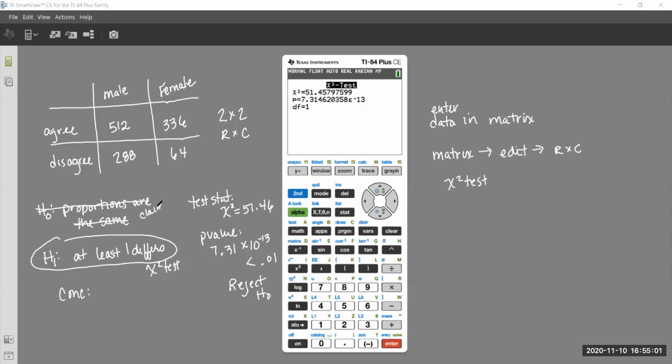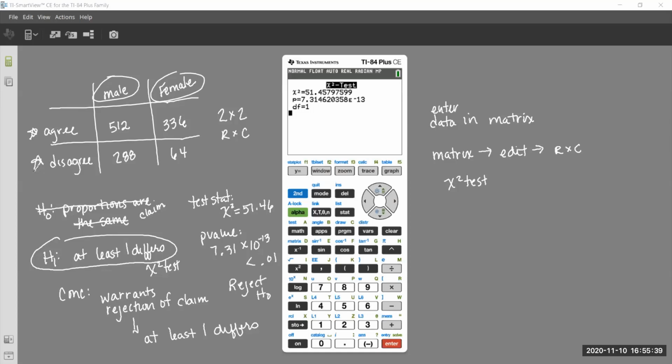I forgot to write that. So here we would say, if we're writing it formally, warrants rejection of the claim. Here's what that means, though. At least one differs. They're not the same. It made a difference whether you were interviewed by a male or a female. It made a difference whether they said agree or disagree.